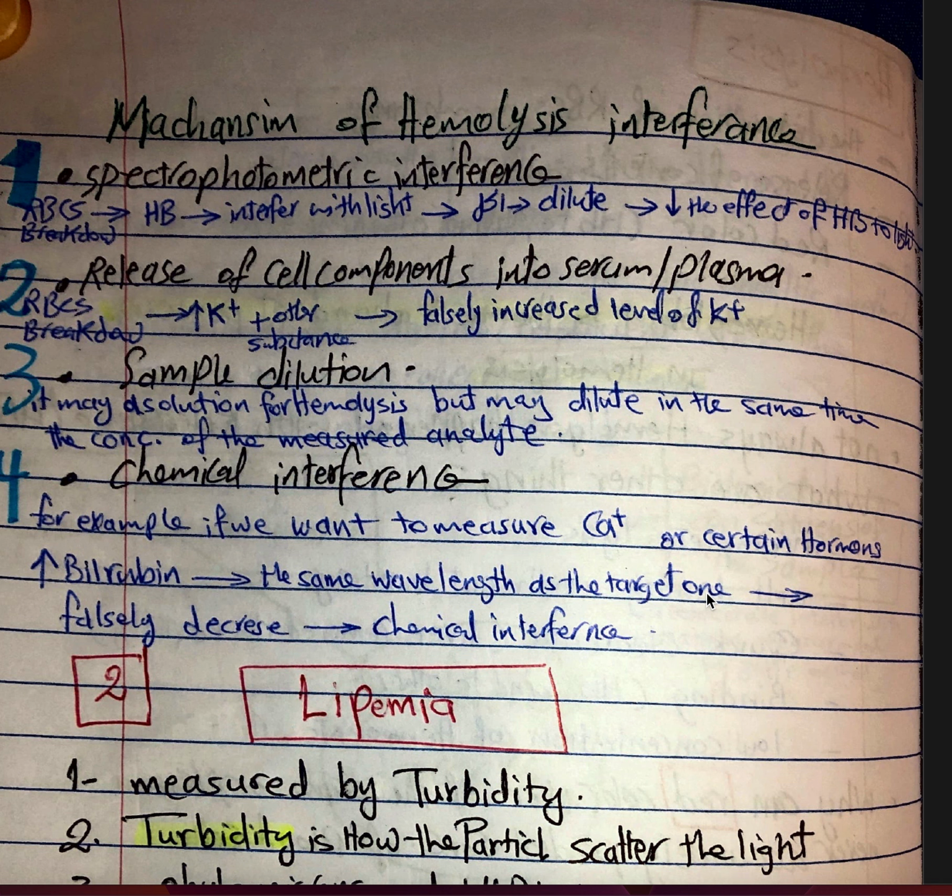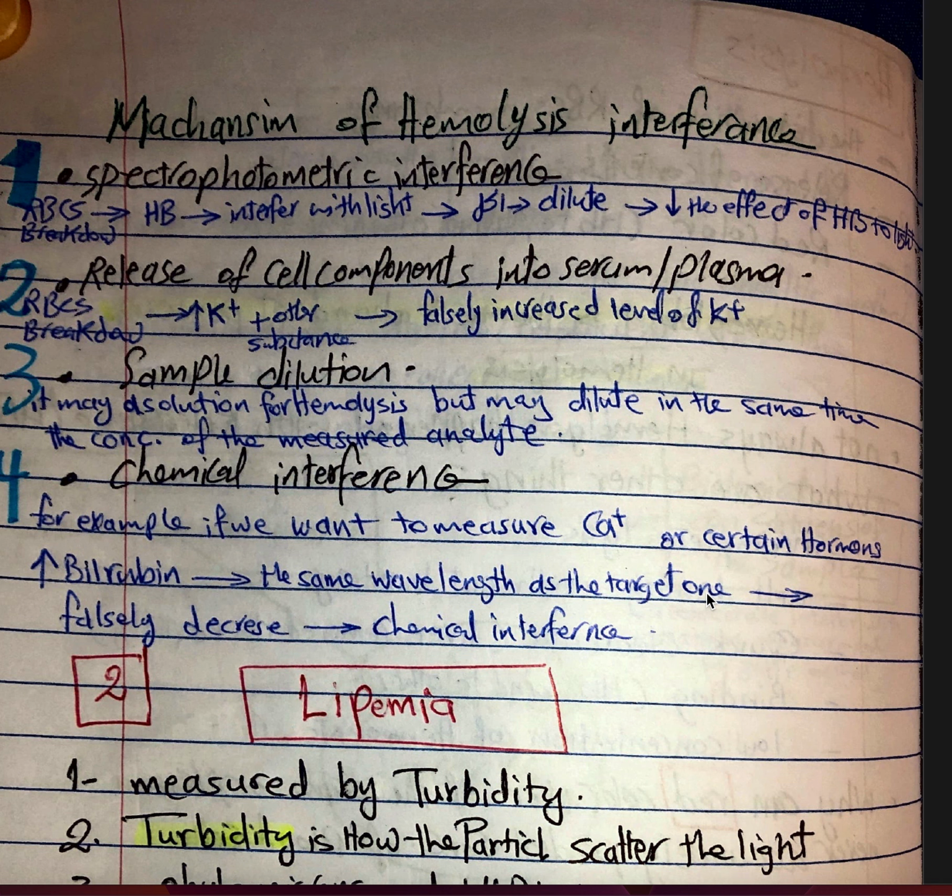The other thing is chemical interference. For example, if we want to measure calcium or hormones or whatever, and at the same time bilirubin is increased, maybe the bilirubin has the same wavelength as the others, so that can lead to a false decrease of other substances, and that leads to chemical interference. So when I talk about the mechanisms of hemolysis interference, I mean how the hemolysis interferes with the results of the lab.